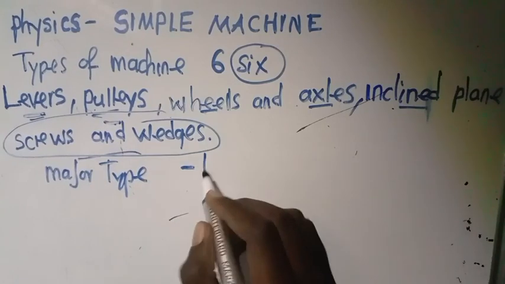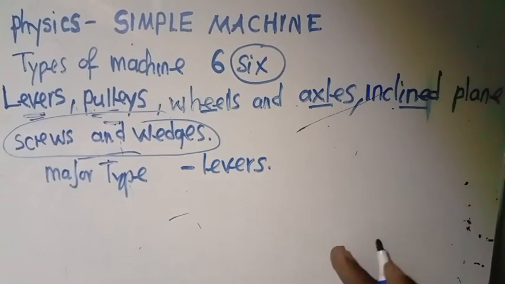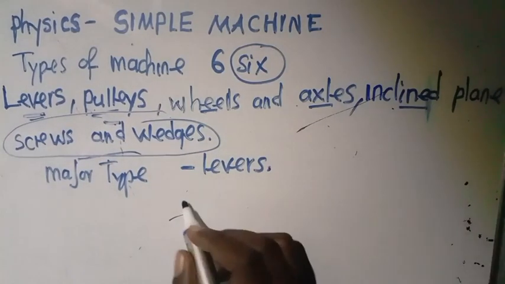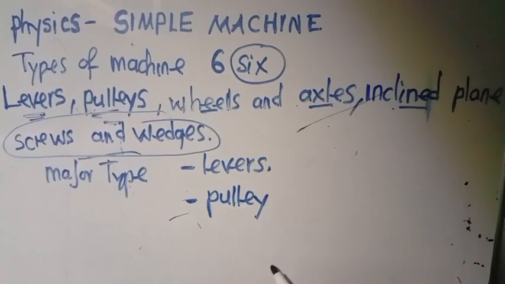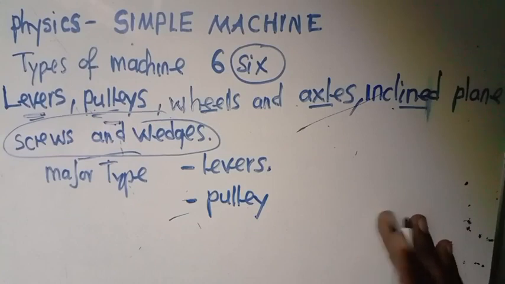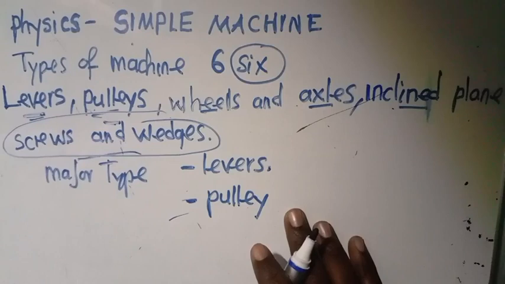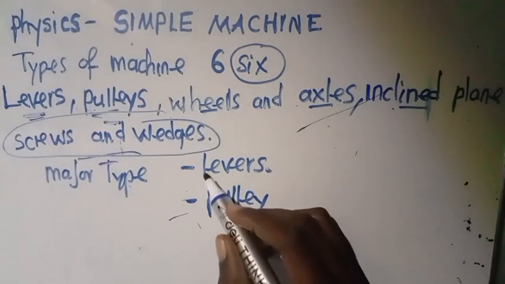Number one, levers. When we say levers, what we mean is wheelbarrows, shovels, all those things fall under this. The second one that you need to understand is a pulley. We are all familiar with this. Even a wheelbarrow can fit in, so a wheelbarrow falls under levers here.